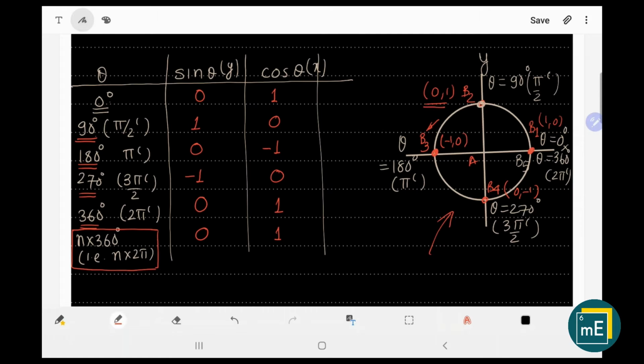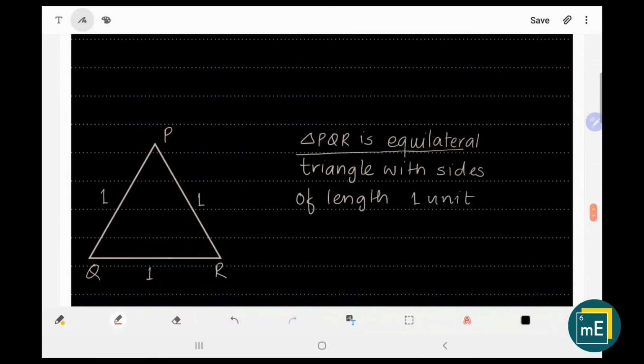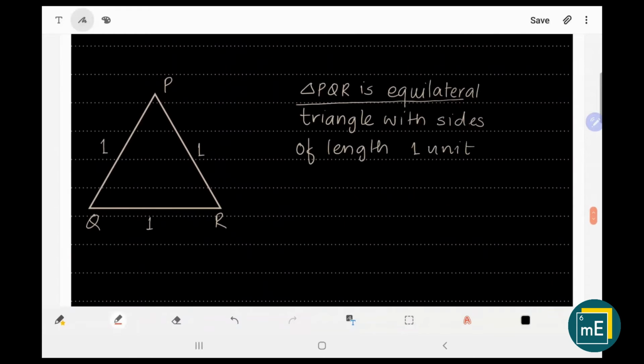But there is a question: how do we find out the value of sine theta and cos theta for any intermediate angle? One way of doing this is using basic geometry and symmetry. Over here I have drawn an equilateral triangle PQR with its sides equal to 1 unit. That means the length of PQ equals the length of QR equals the length of PR, which is equal to 1 unit.